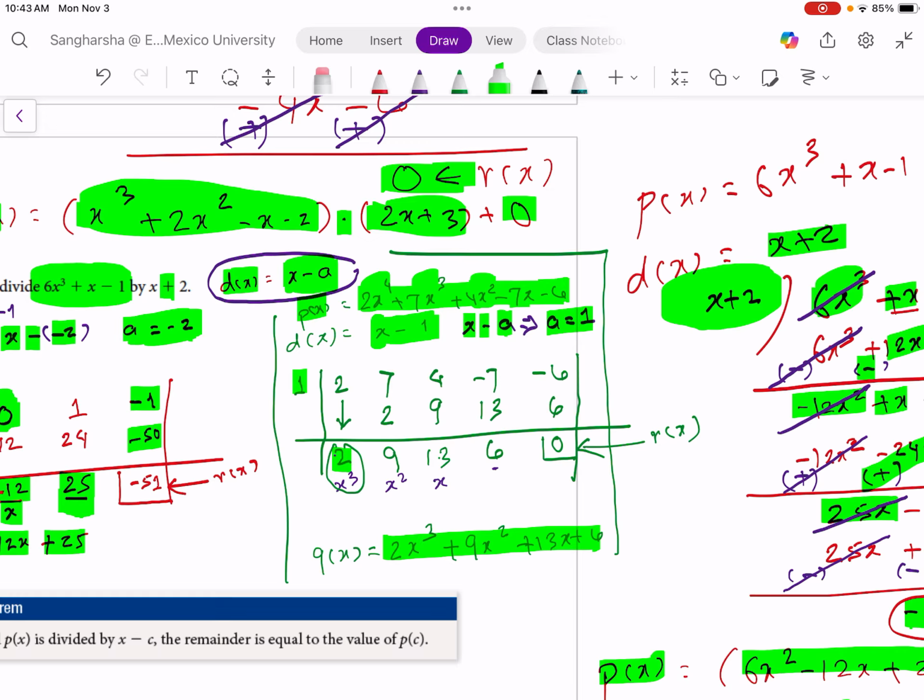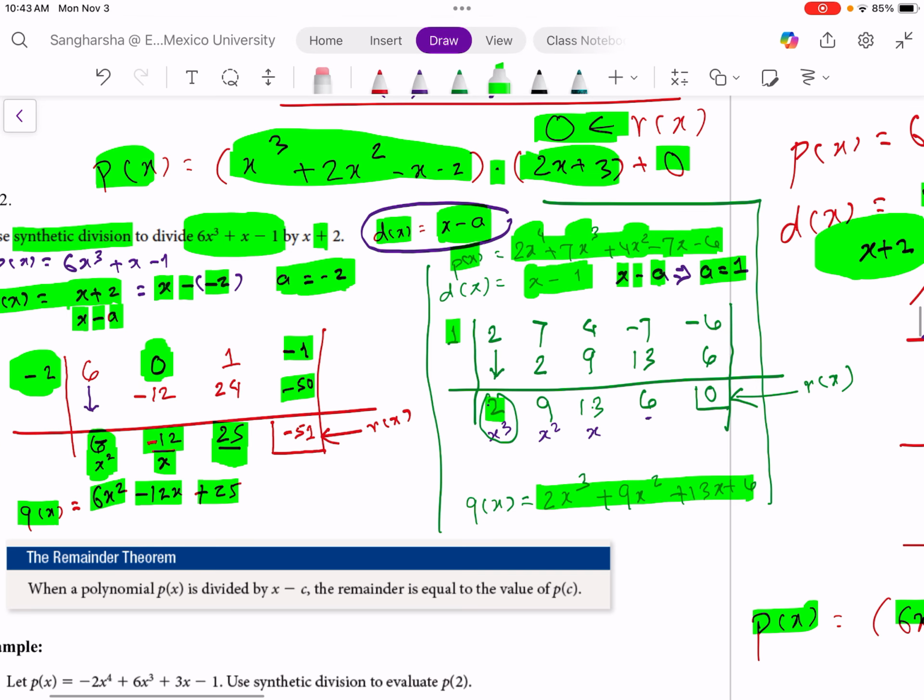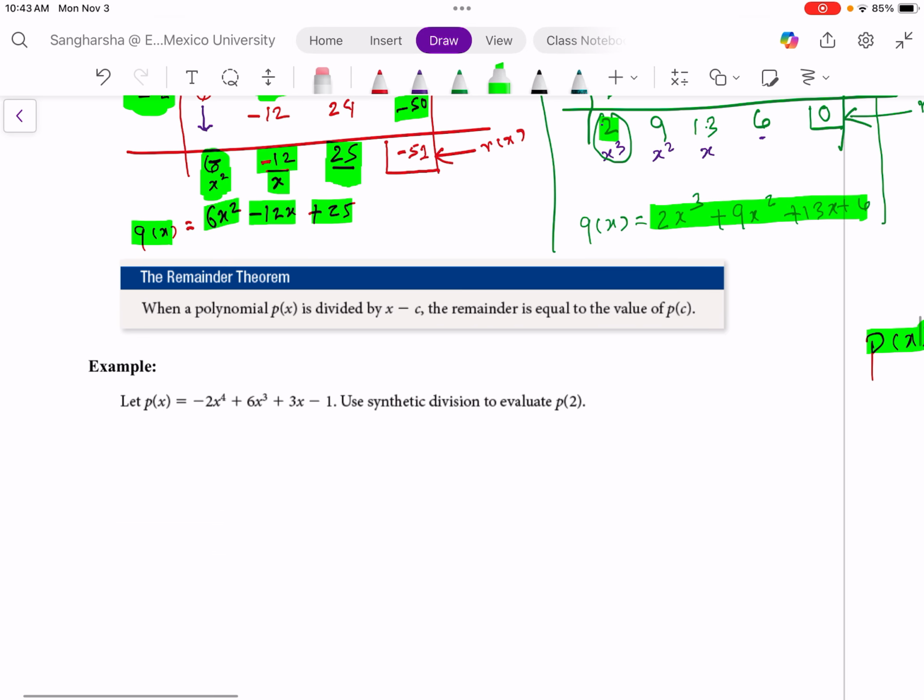So long division, there will be one question where you have to use long division. There will be one question where you will be using synthetic division. Okay, so make sure you know these two. Now the next here, we still have more synthetic division.